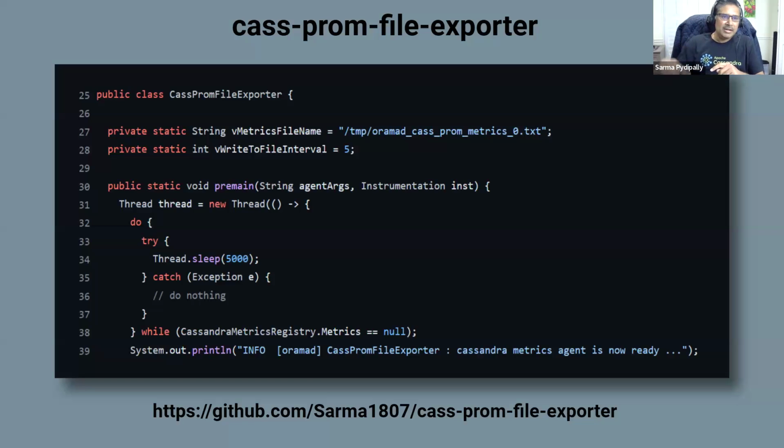So during a Cassandra node restart, if you had the agent already pre-configured, it will just wait for Cassandra to start publishing this registry, or the metrics through the registry. And when it is ready, you see a one-line comment saying, okay, metrics are ready as an agent.